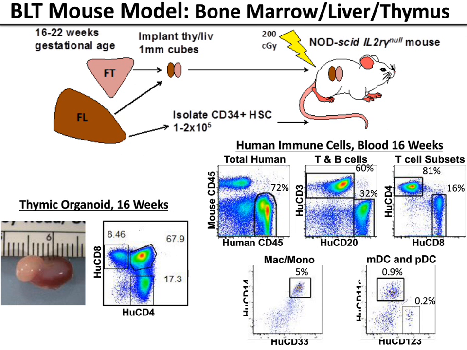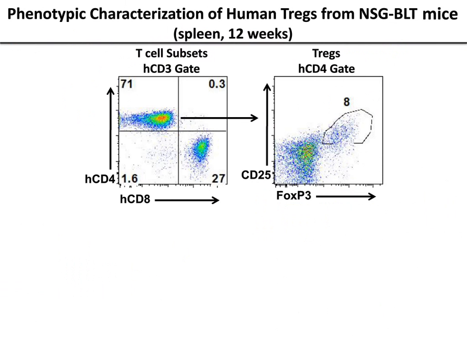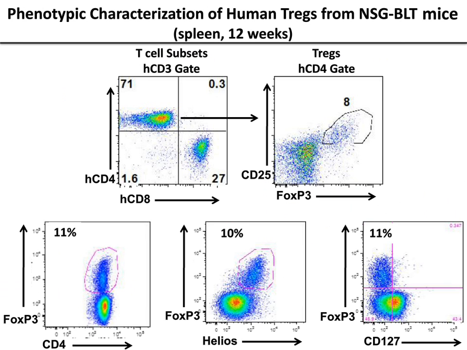So overall, we develop a great human immune system in these animals, including both the thymus, T cells that are HLA restricted by that thymus, B cells, and innate immune cells. So one of the areas where we're using this humanized mouse model is actually to study Tregs in these animals. And these mice also develop CD4 positive human Tregs, including FOXP3 positive CD25 positive cells. We've characterized these Tregs a little more substantially, showing they're also Helios positive and negative for CD127. So these mice not only develop your conventional T cells, they also develop regulatory T cell populations.